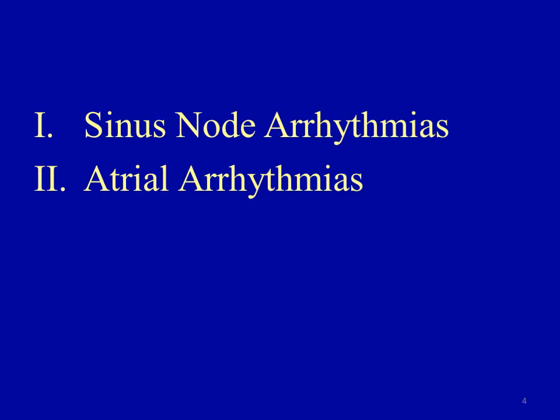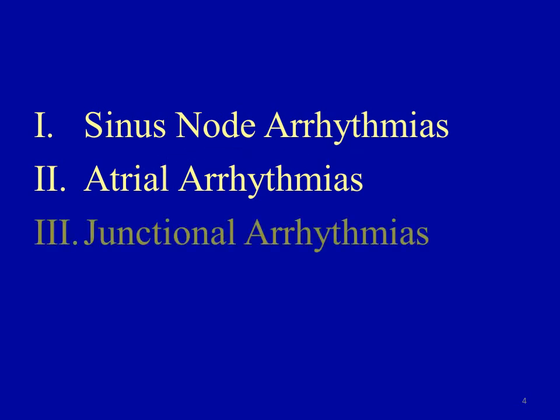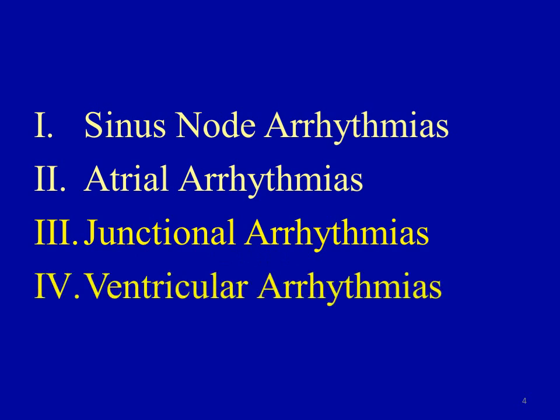As I said in part 1, we covered sinus node arrhythmias and also the atrial arrhythmias. Today we are going to talk about junctional arrhythmias that arise in the AV junction, or the atrioventricular junction, and then the ventricular arrhythmias, and later on the different types of heart block.